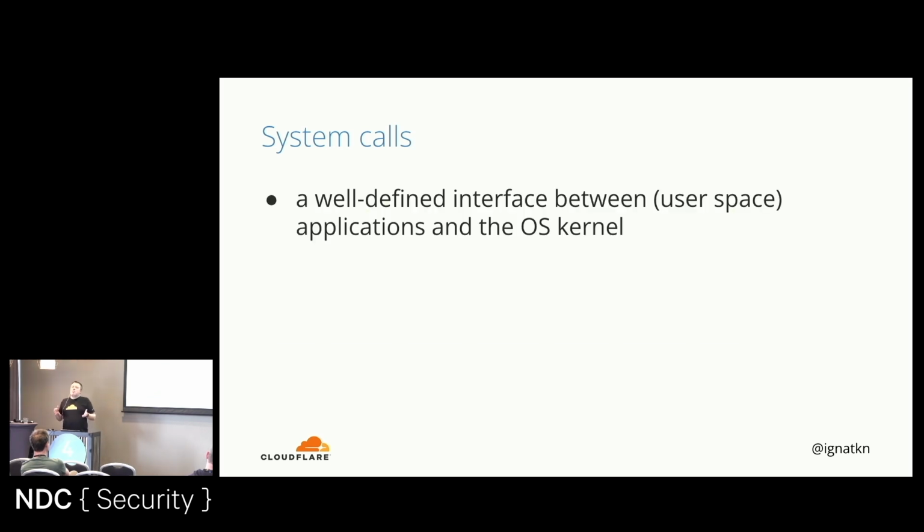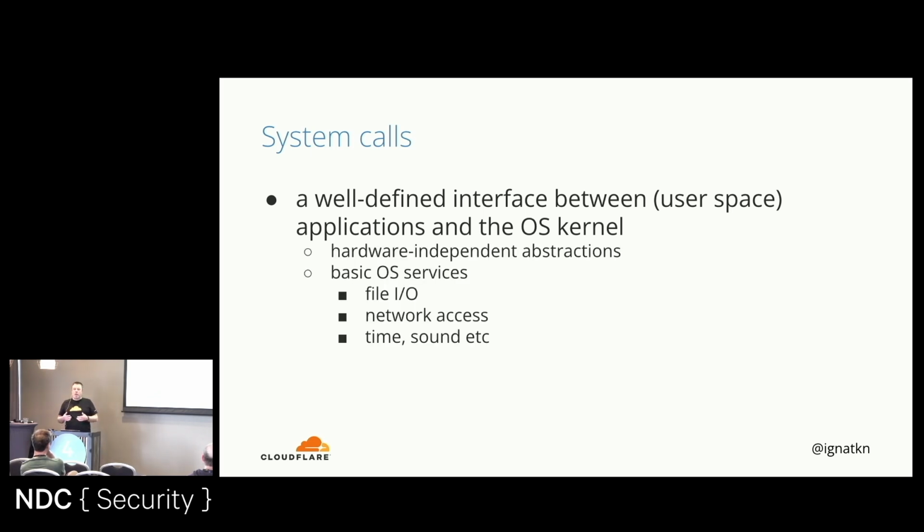It's a well-defined interface between the user space, the application, and the operating system kernel, and it has a number of benefits. It provides you with hardware-independent abstractions. Your code doesn't care if it talks to a hard drive, an SSD, or even network storage. You use the same set of functions, and the underlying hardware may actually change, but you will still have it. Also, the kernel provides you basic operating system services like file I/O and network access, and again, here you don't care if you're using Ethernet or Wi-Fi or token ring, whatever. Some basic functionality like time, sound, etc.